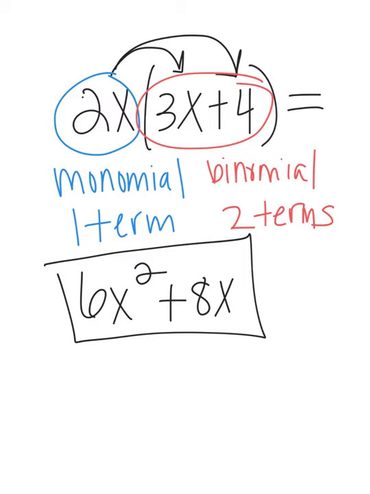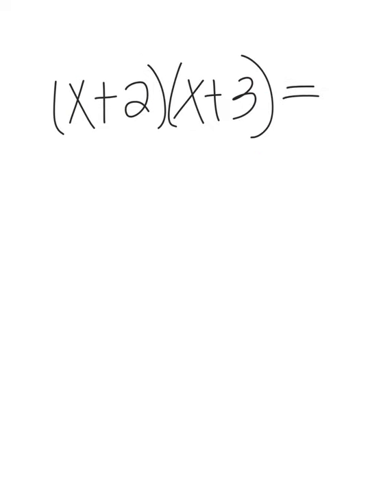But now this week, we're going to start multiplying a binomial times a binomial, which is something you have never done before. So now we are going to multiply a binomial times a binomial, which just means you have two terms times two more terms. We're still going to use the distributive property, but you have to multiply each term in the first parentheses by each term in the second parentheses. So let's go ahead and take a look at what that would look like.